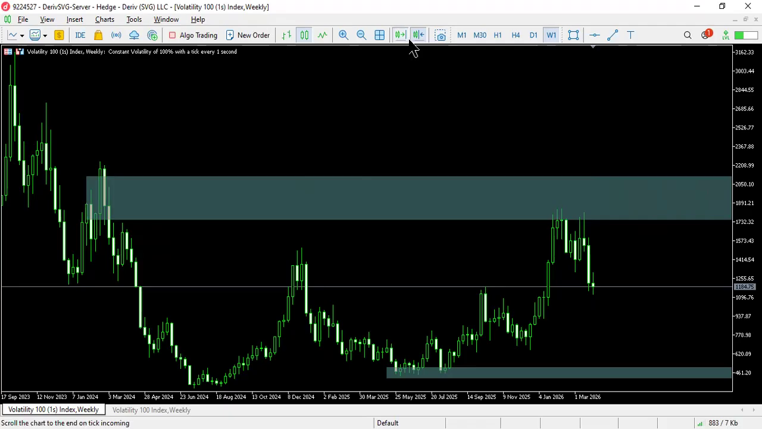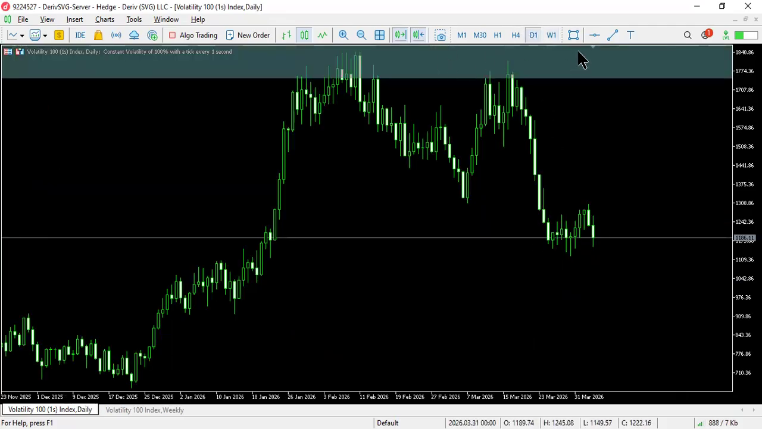Now the bias is very clear, as you can see from the weekly time frame. Price is moving from the supply headed to the demand zone. Therefore, we're going to be looking for selling opportunities until we get to the demand zone. Heading over to the daily time frame, we can see that we have an internal break of structure right there, and then we also have another break of structure right there.